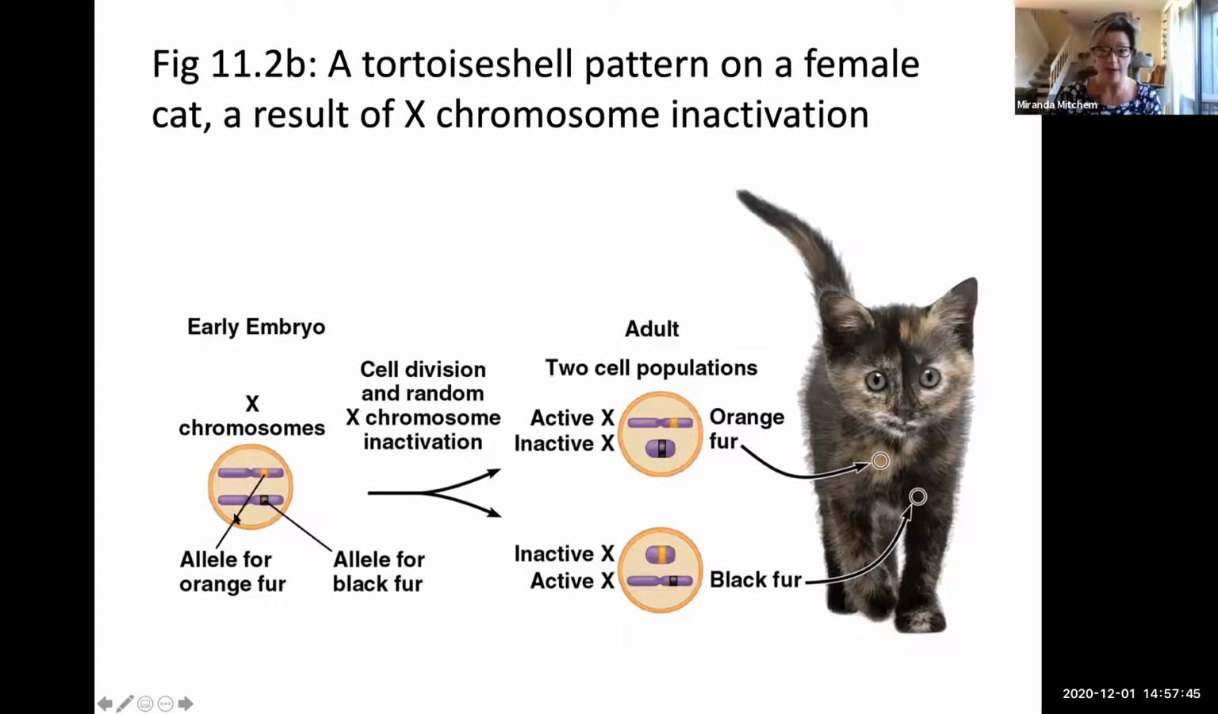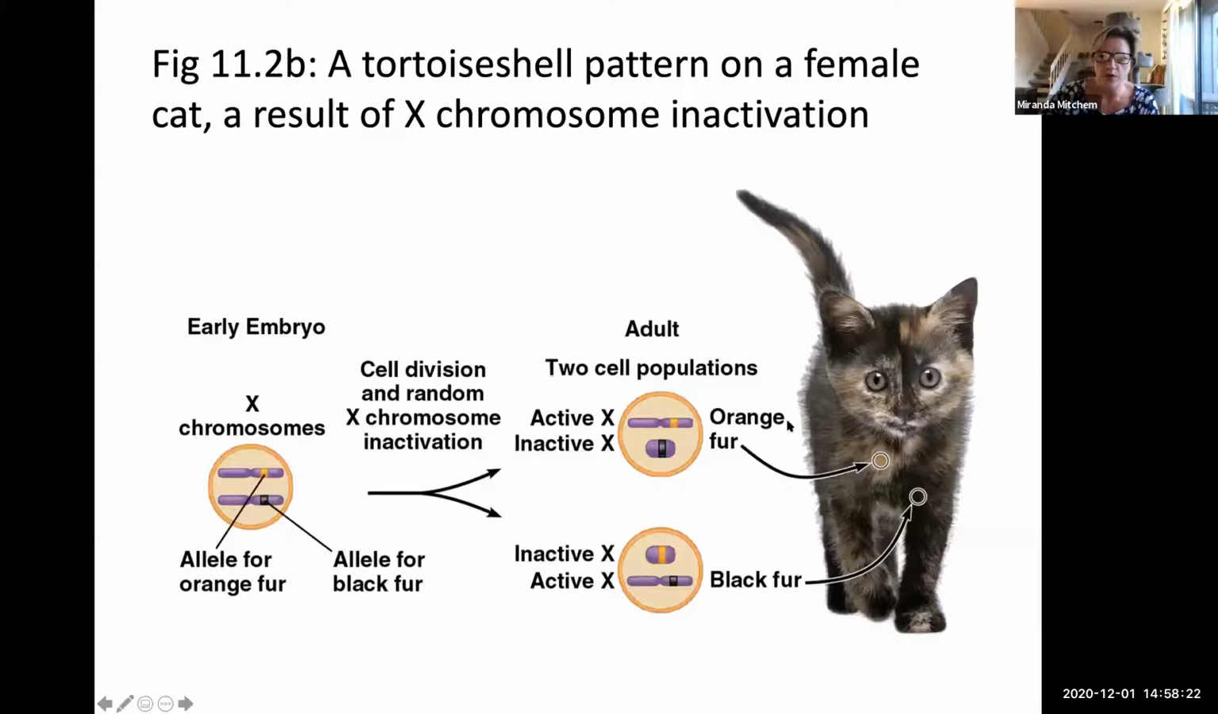But what's normally the process is we have our X chromosomes in a female. So there are 2 of them. So this is at the stage of the embryo. And on each of these X chromosomes one of them has the allele for orange fur, and the other X chromosome has the allele for black fur. And normally one of these would be silenced. But what happens in the tortoiseshell cat, how we get the appearance of 2 different fur colors, is there's inactivation of the different X chromosome.